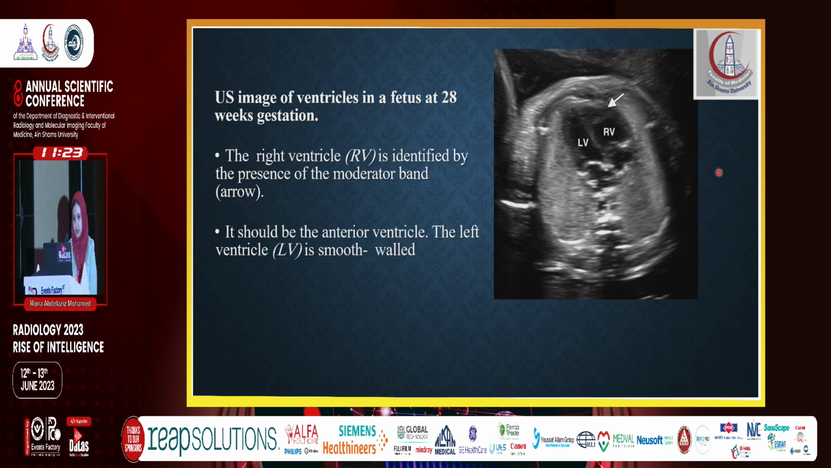This is a fetus with a four-chamber view at 28 weeks gestation. The RV, the right ventricle, is lying directly at the chest wall and contains a moderator band, which is a specific landmark for it, and has a trabeculated contour, while the left ventricle has a smooth contour.